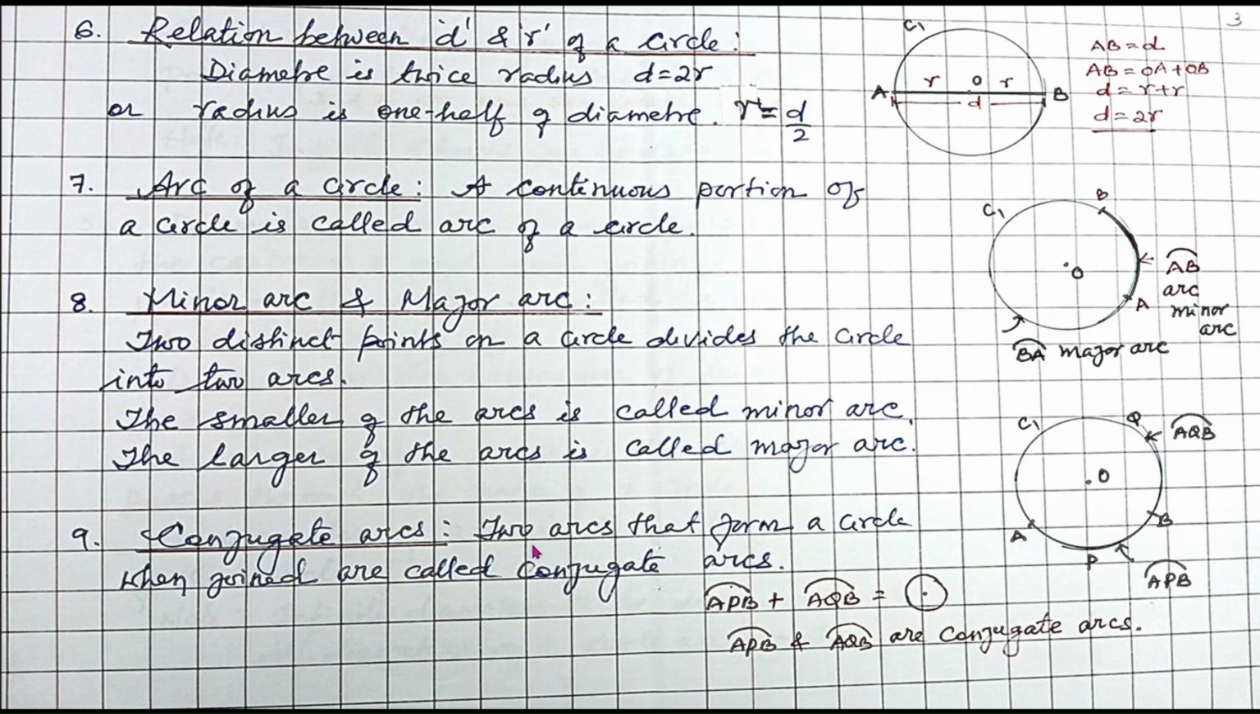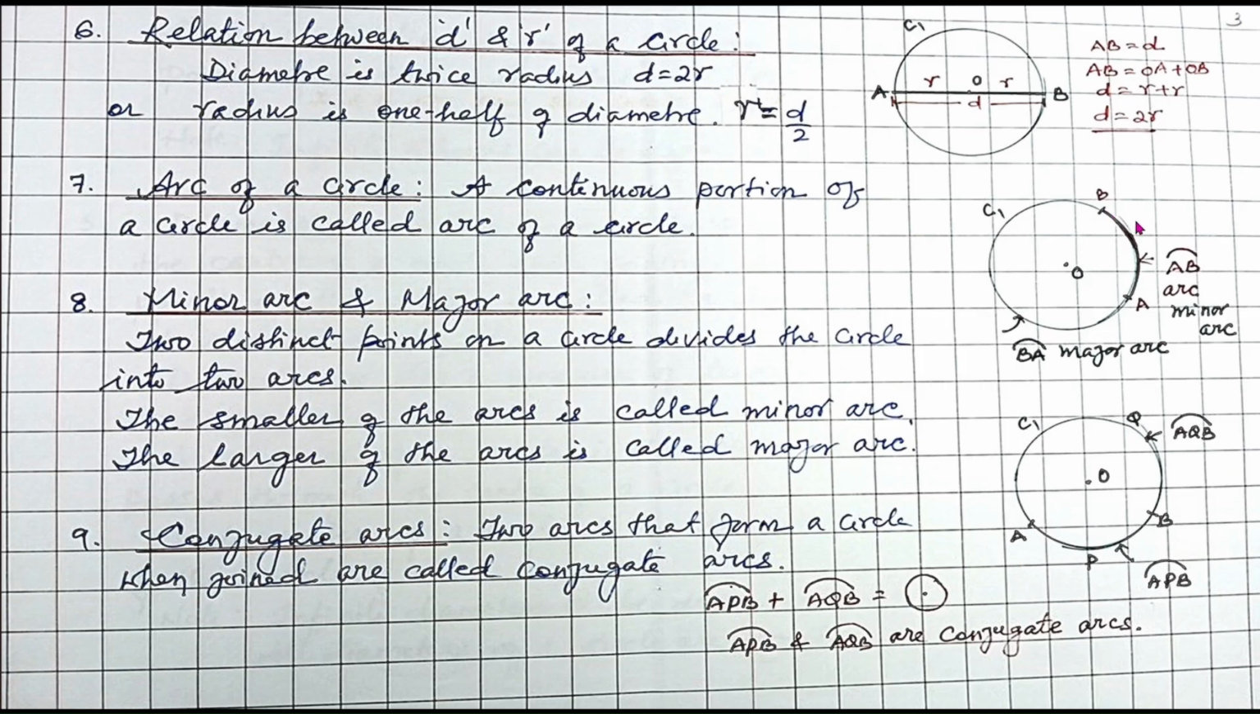Now, any 2 points on a circle divide the circle into 2 arcs. One arc is arc AB, the other arc is arc BA. Now, arc AB is smaller and arc BA is bigger. The smaller of the arcs is called the minor arc, and the bigger arc BA is called the major arc. Therefore, a circle is divided into 2 arcs here. Please remember that.